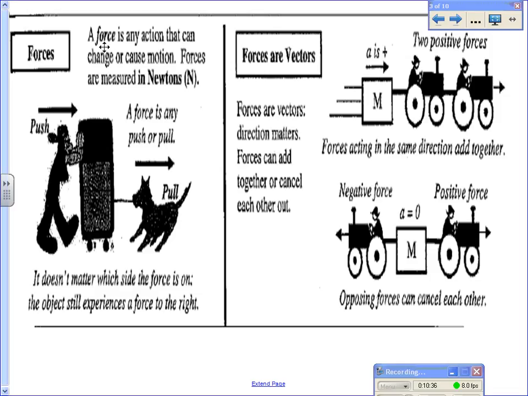So some definitions. A force is any action that can change or cause motion. It's measured in newtons. We often say it's any push or any pull. Okay, and you can only change the motion in the direction of the net force being applied. So we'll talk about net forces. Forces are vectors. That means they have a direction.